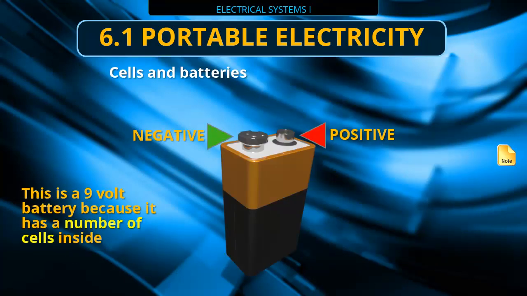This is a 9-volt battery. It has a number of cells inside connected in series. In the next section we will look at fruit and vegetables as a source of electricity.